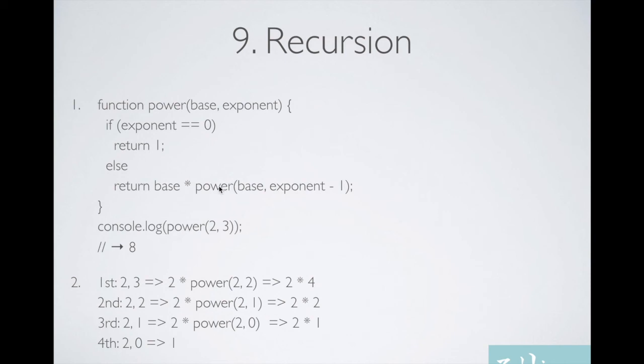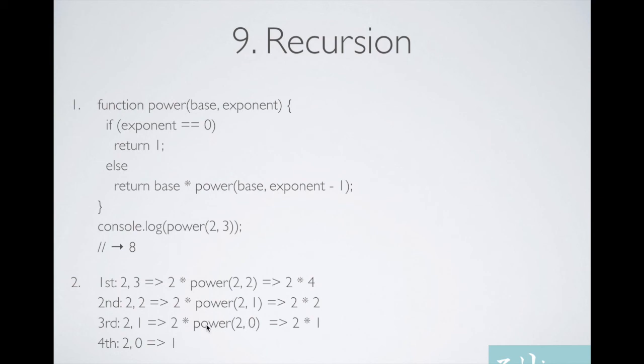So the second level of power will be running with 2 and 2. And still the value of exponent is not 0. So the program keeps going to another level, which will be 2 and 1. And then 2 and 0. So we got 0 here, 1 will be returned. And the 1 returned will be the return value of the third level.